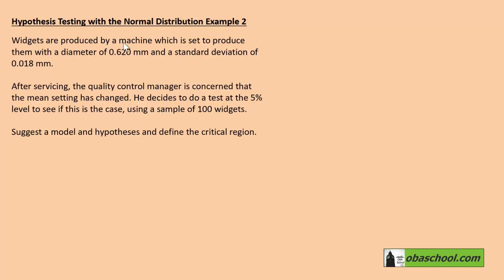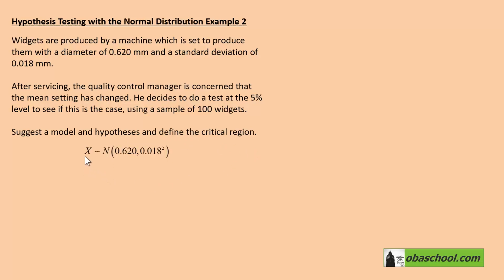Widgets are produced by a machine which is set to produce them with a diameter of 0.620 millimeters and a standard deviation of 0.018 millimeters. After servicing, the Quality Control Manager is concerned that the mean setting has changed. He decides to do a test at the 5% level to see if this is the case, using a sample of 100 widgets. Suggest a model and hypotheses and define the critical region.